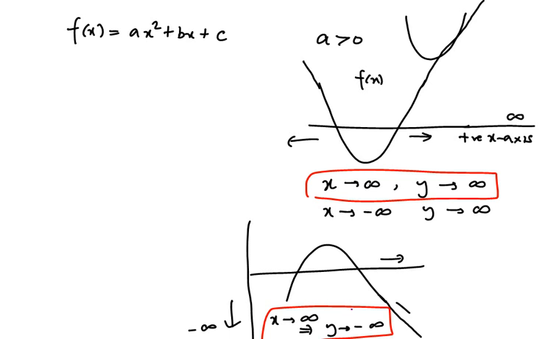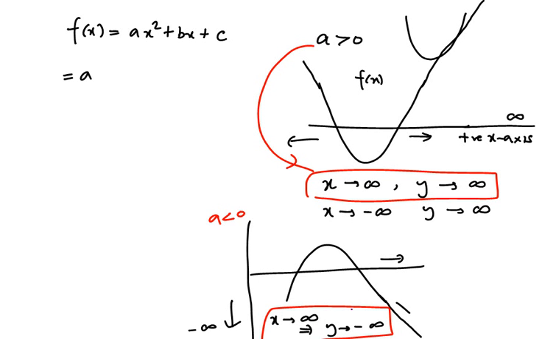Now this behavior depends on the sign of a. If a is greater than 0, the behavior is this, which implies the parabola opens up. If a is less than 0, the behavior is this, which implies the parabola opens down. And how can we prove this mathematically? For that we need to express this in perfect square form.